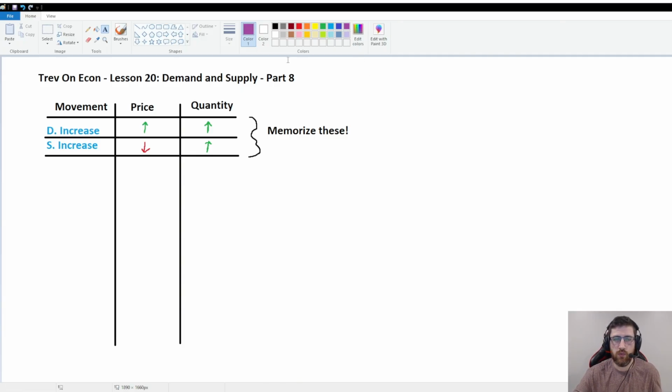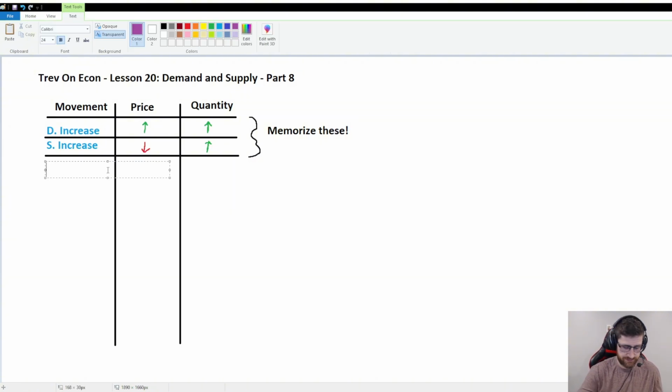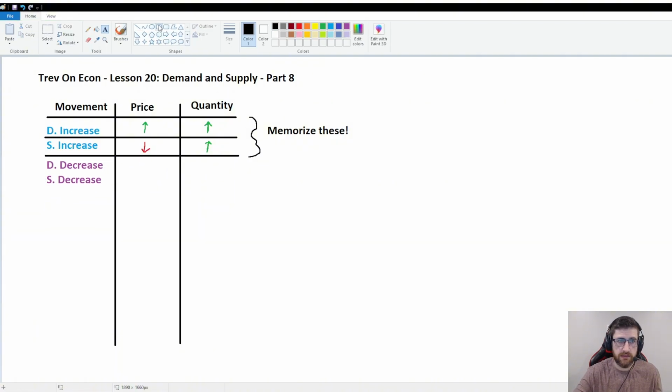And the reason is we can use these 2 to solve for the other 6. So if you're ever in a jam and you're like, I don't remember what happens when demand increases and supply increases, if you know these 2 things, you can solve for all of them. Let me show you. So the next 2 are fairly simple. We still have to do D decrease, and we have to do supply decrease. So how do we do those? Well, these ones are fairly straightforward because these are just the opposite of what you memorized.